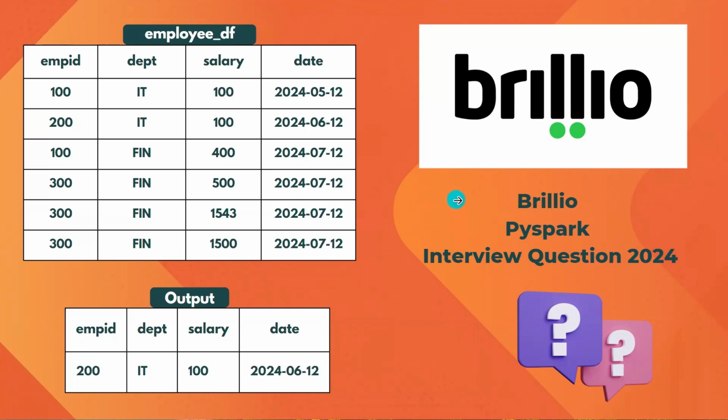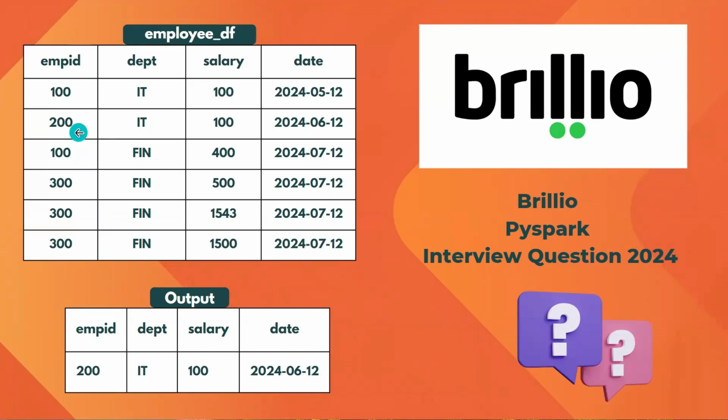In this video, I will be covering one of the PySpark interview questions that was asked in a Brillio interview recently. Given an employee data frame, we need to find out the non-repeating employee ID details. If you look into employee IDs, employee ID 100 is available 2 times and 300 is available 3 times. But employee ID 200 is available only one time. So these kinds of records we need to get in the output, which means non-repeating employee IDs.